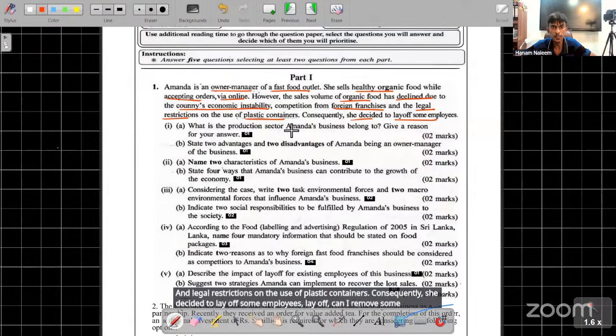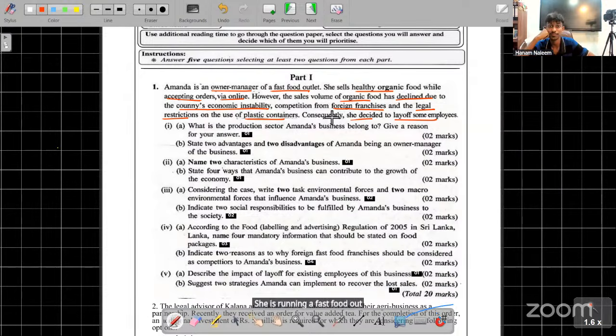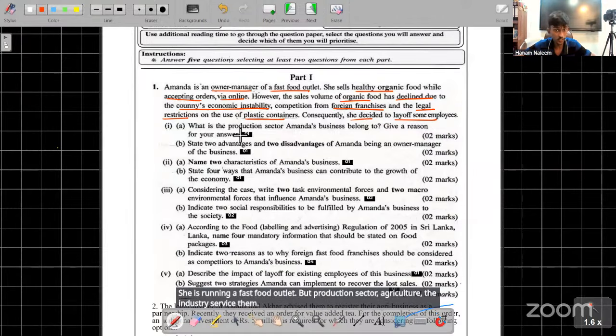Fine. What is the production sector Amanda's business belongs to? What do you all see? What's the production sector? She is running a fast food outlet. Agriculture, industry, or service? Yes, hotels and restaurants fall under service. So they're asking, give a reason for your answer.